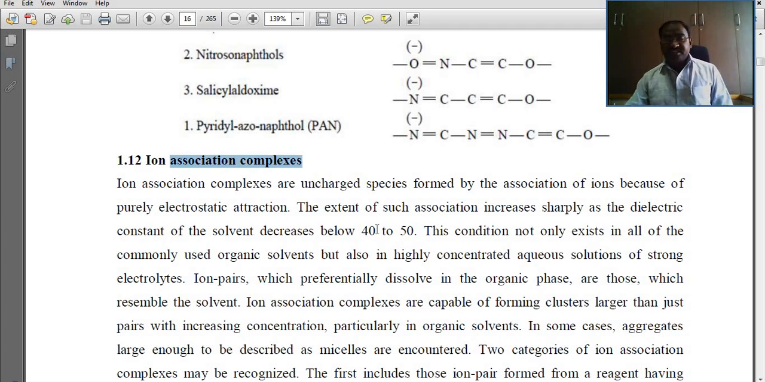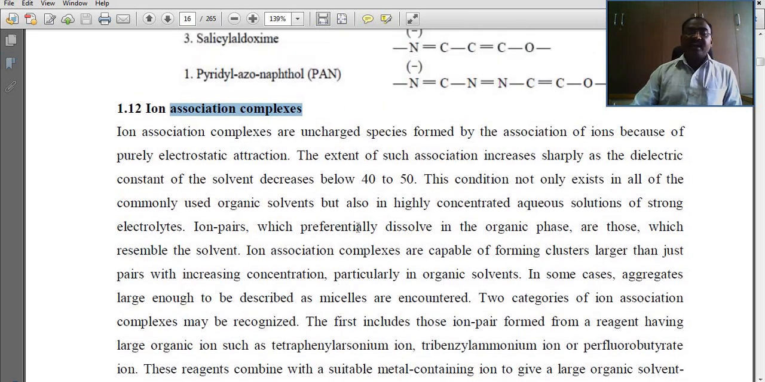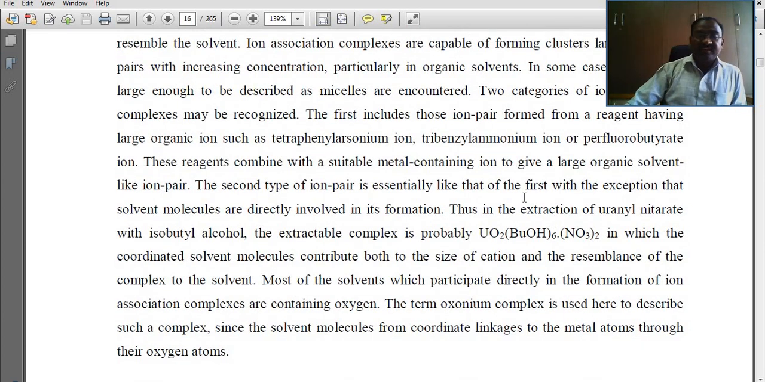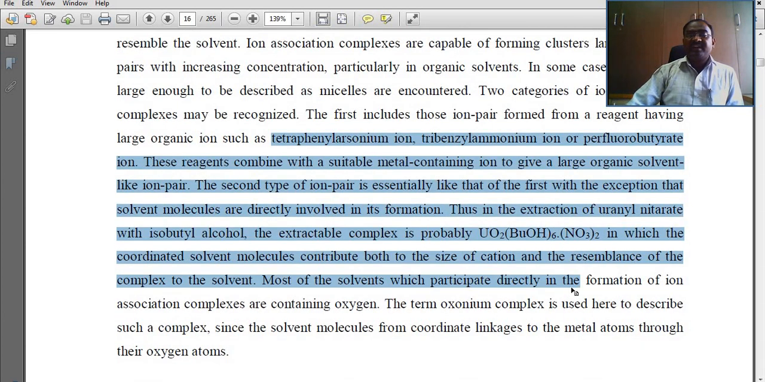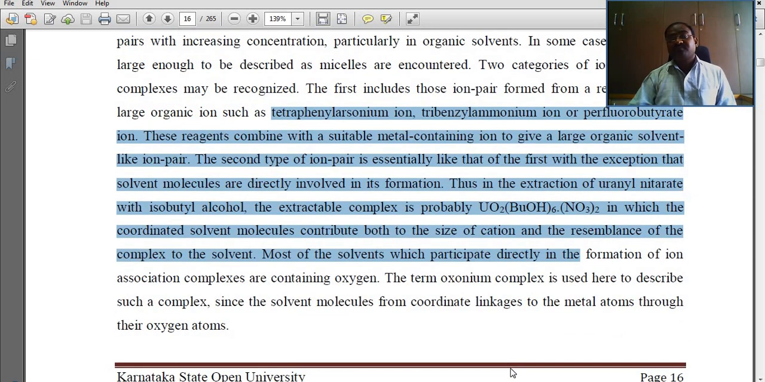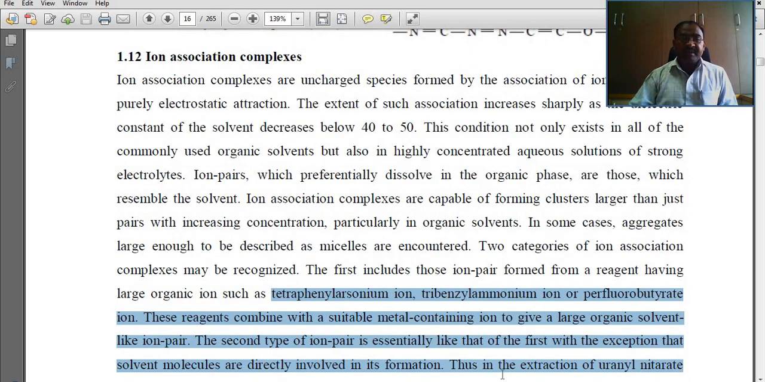Consider ion association complexes. Here, ion association complexes are uncharged species formed by the association of ions because of purely electrostatic attraction. The extent of such association increases sharply as the dielectric constant of the solvent decreases below 40 to 50. Here we mention some other examples of this.